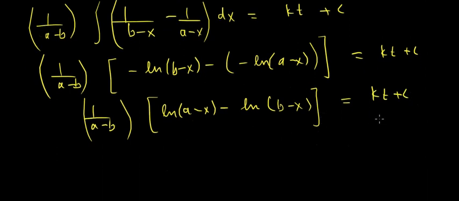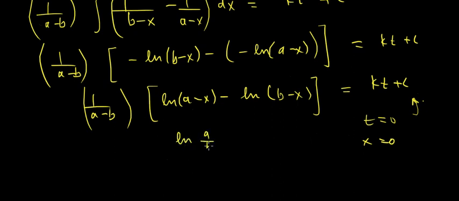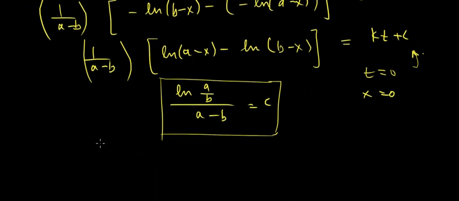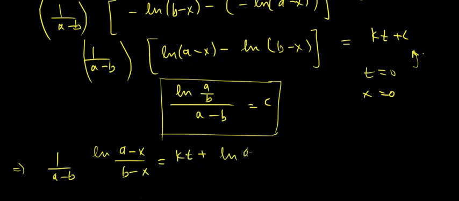So when t equals 0, x equals 0, so that we can calculate c here. It should be ln(a by b) divided by (a minus b). This should be the value of c. Okay, so simply putting the value of c here, we can write that 1 upon (a minus b) ln((a minus x) divided by (b minus x)) would be equal to kt plus c, where c is ln(a by b) divided by (a minus b).